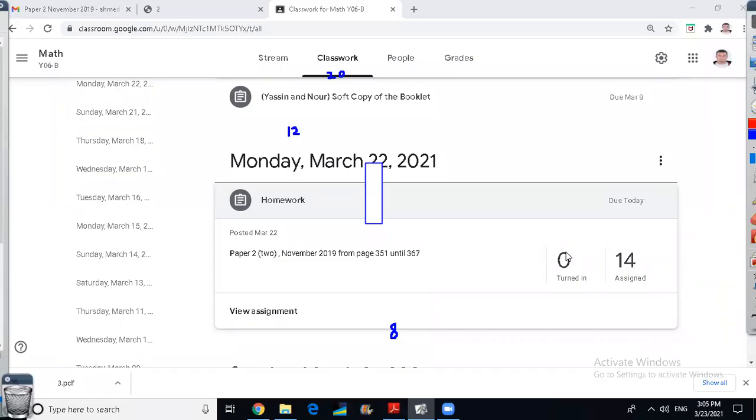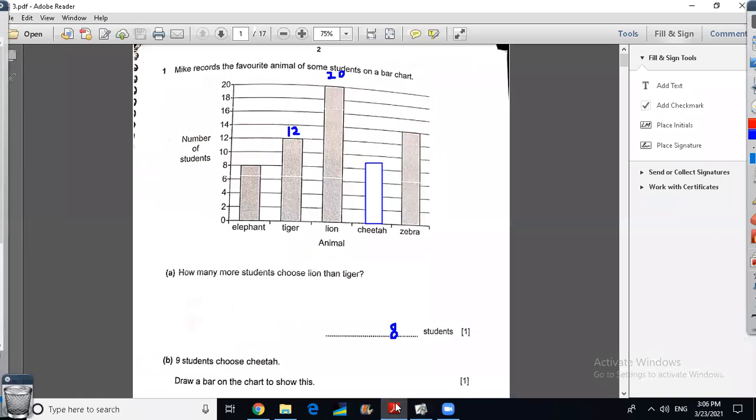In today's video, we're going to discuss yesterday's homework, which is in Paper 2, November 2019, from page 351. We're going to start discussing it right now. If you haven't already done the homework, you must do it first before watching the video. I trust you guys. So open your Paper 2 book, go to page 351, and let's start discussing the test right now. All right, here is the first question, page 2.